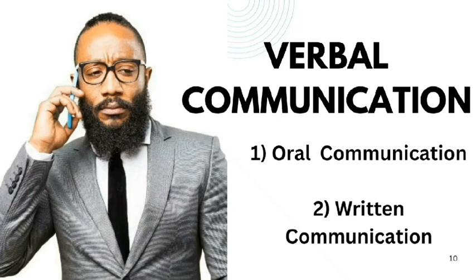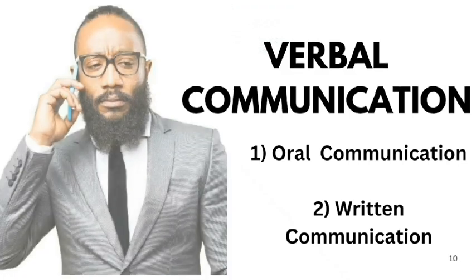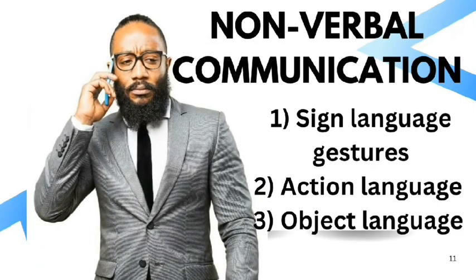Okay? We also have written communication. Written communication should be analyzed from 2 standpoints, the reader and the writer. Okay? You keep record for the future and it is permanent. Second is non-verbal communication. This is divided into 3 distinct categories: sign language gestures, action language, object language. The first is for the deaf and dumb. It can also be used by group signs to show brotherhood.